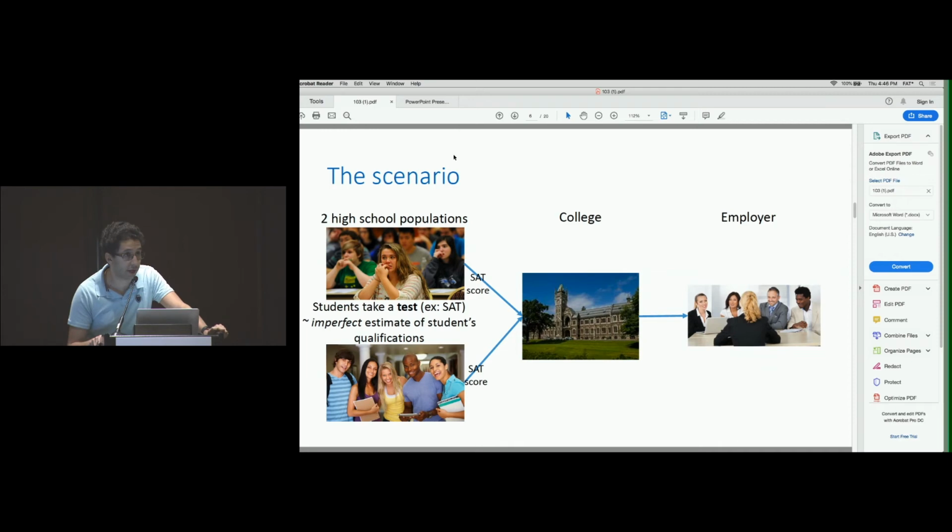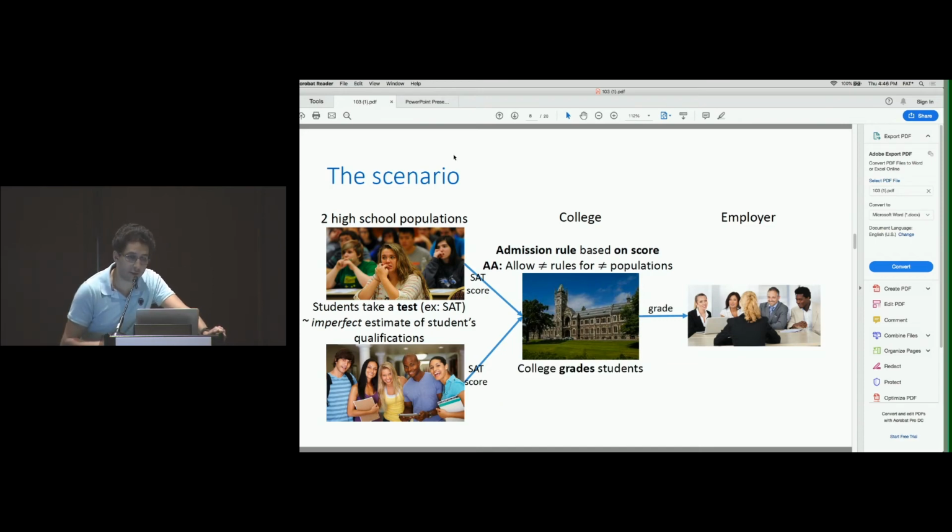So here's the scenario we're going to look at. We're going to focus on two high school populations. The students in those high school populations are going to take a standardized test, like the SAT. And this test is going to be an imperfect measure of their qualification level. Their SAT score is going to be reported to the university or the college. The college is going to decide how to admit students based on this score. And where affirmative action is going to come in is that we're going to allow the college to use different admission rules for different populations.